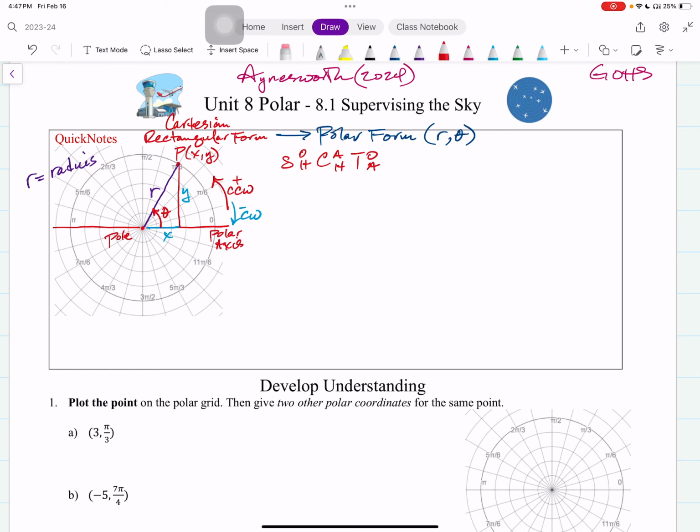From SOHCAHTOA, the tangent of theta is how you find your polar angle. The tangent of theta is equal to y divided by x, opposite over adjacent. That's nothing new. To solve for theta, you take the inverse tangent of the ratio y divided by x.